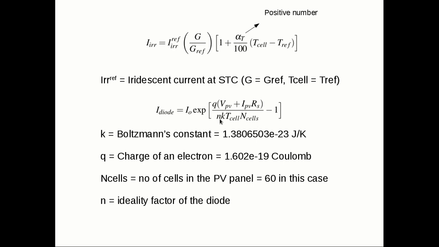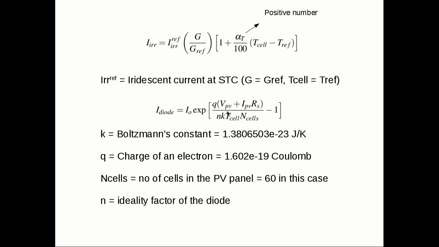The last factor which needs to be known is this small n. And this n is the ideality factor of the diode. Now this is very specific to solid state physics. I won't go into that much detail, but at a later stage I'll tell you how we can use this as a simple approximation to find out what we need to know.